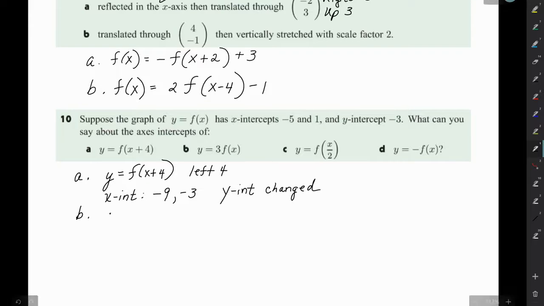Okay, letter B. y equals 3 f of x. Now, when that 3 is out front, that means we are going to multiply all of our y values by 3. So our x-intercepts don't change. They're still going to be -5 and 1. But our y-intercept of -3 is going to be multiplied by 3.